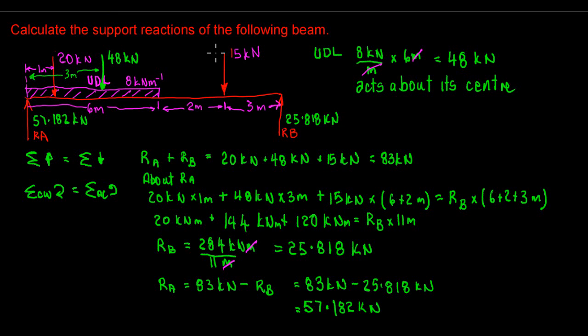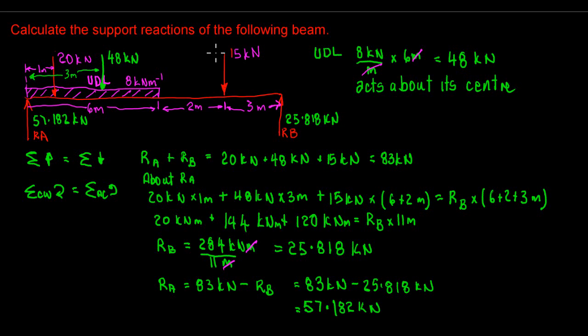So we come to our two essential equations that enable us to work this out. We know that the sum of the upward forces is equal to the sum of the downward forces. So RA plus RB, the upward forces, is equal to the sum of the downward forces, which is the 20 kilonewtons plus the 48 kilonewtons we've determined for the UDL, plus the 15 kilonewton point load, and that adds to a total of 83 kilonewtons. So RA plus RB equals 83 kilonewtons.